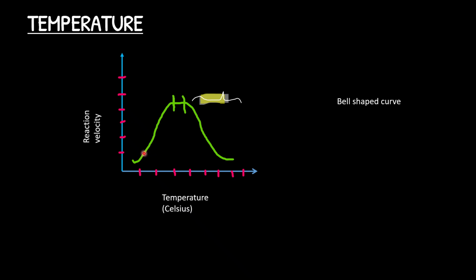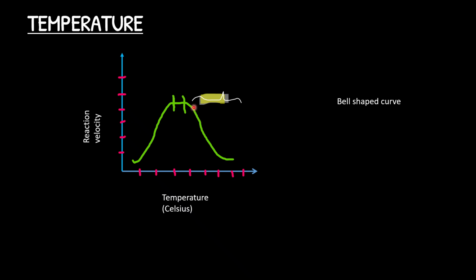Did you get it? It is because when the temperature increases, the kinetic energy of the molecules also increases, which helps them to cross the energy barrier and get converted to product. So up to a particular temperature, the reaction velocity increases. But you can see that after that there's a downward slope. What might be the reason for it?